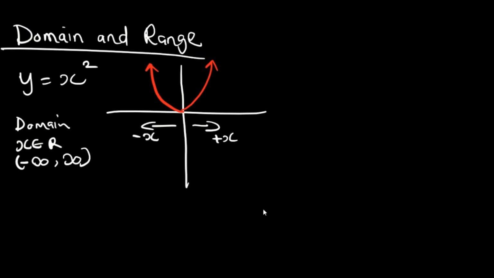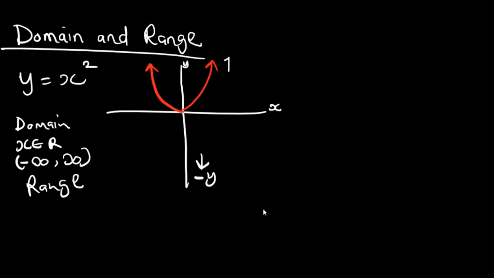Now, to find the range of this function, we're going to look at the y values. Because this is the y, this is the x. Going down here, we have the negative y values, and going up, we have the positive y values. So as we can see, the graph starts from the origin, which has 0 and 0 as coordinates, meaning that the x value is equal to 0 and the y value is equal to 0.